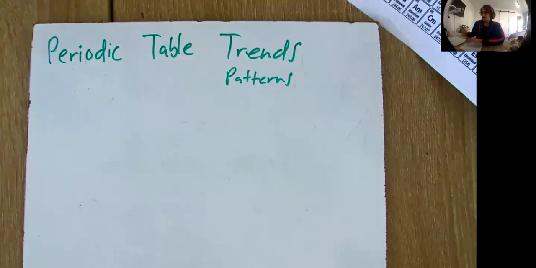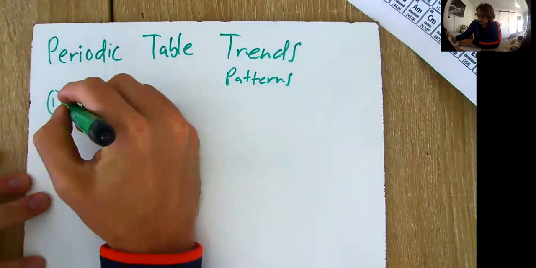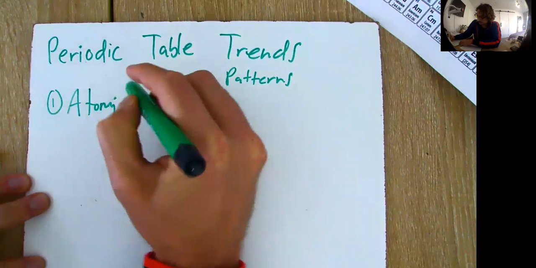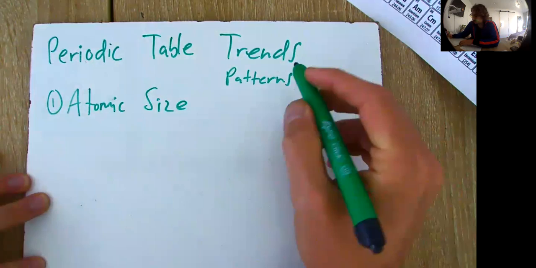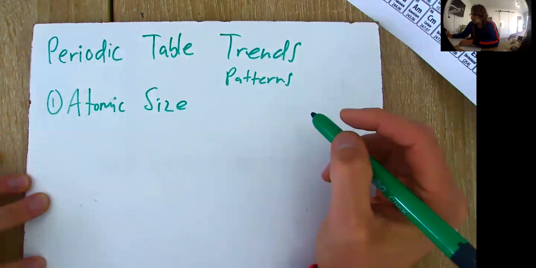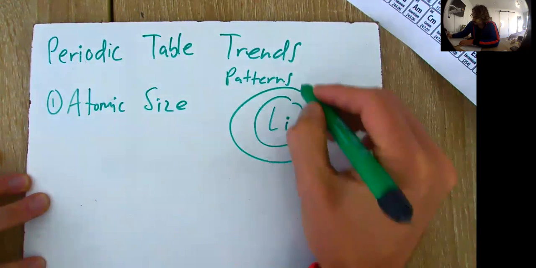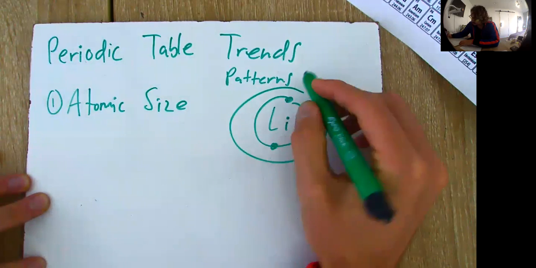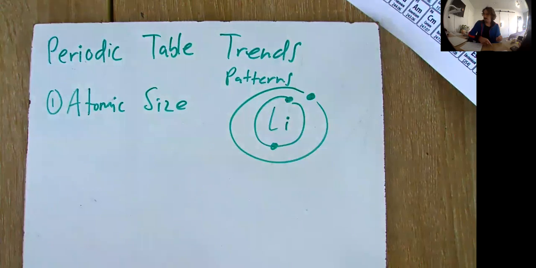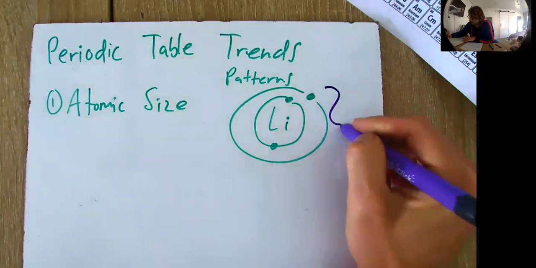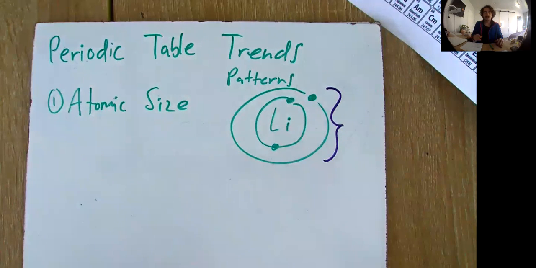All right, but the first trend we're going to be talking about today is atomic size. That's just referring to the size of the atom. So we'll take a lithium atom, for example, and we'll draw the shells and the electrons. Just put it off to the side right there. So we're literally talking about the size of the atom, like how big it is. Measuring the size, and the size depends on two things.